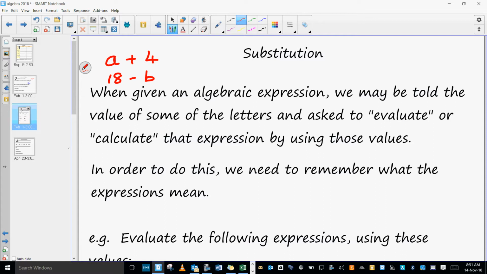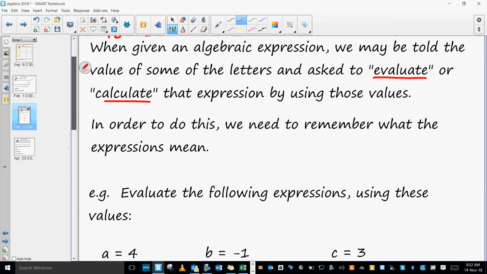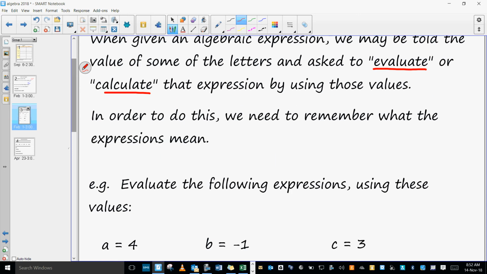So here, when given an algebraic expression, we may be told the value of some of the letters and asked to evaluate or calculate that expression by using those values. So these are the 2 key words that you want to recognize. Evaluate or calculate means that they want to know the value of the expression. In order to do this, we need to remember what the expressions mean.